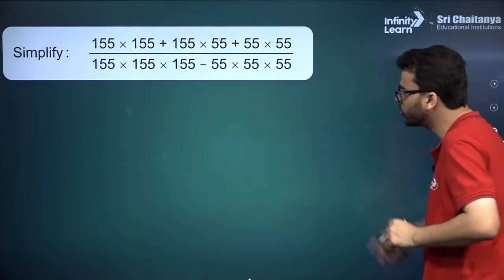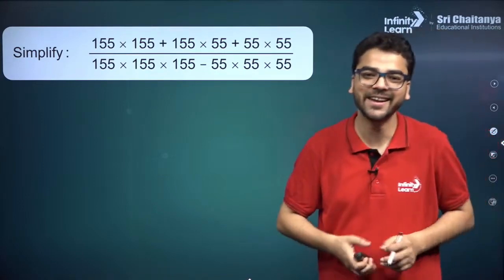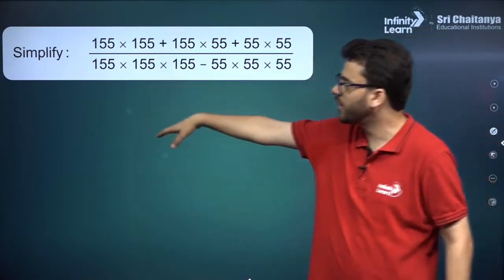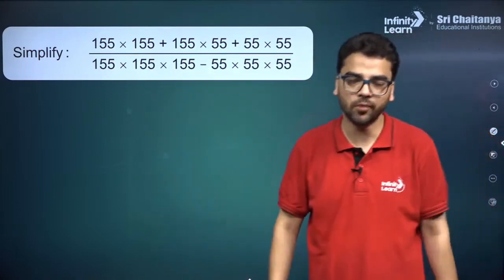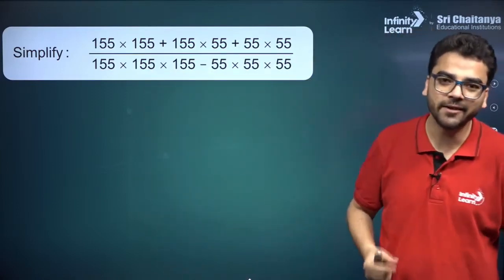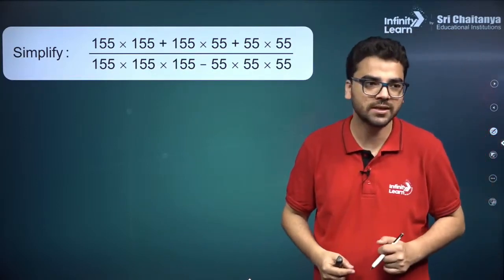And needless to say, you don't have to directly calculate that, right? If you will actually find the square of 155 and so on, it will waste your time. It's an identity based question, right? So you must be able to identify that which identity is to be used in this question.